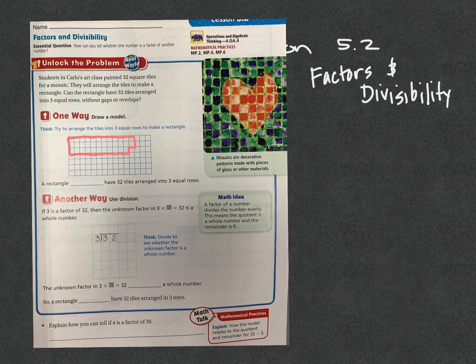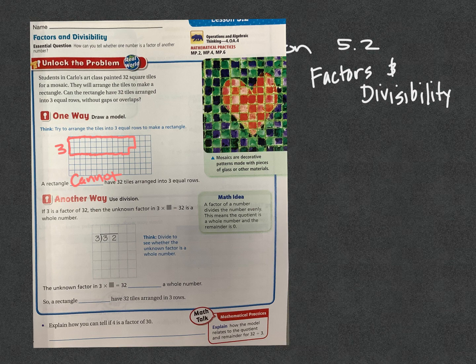I've just discovered that. The only way it's a factor is if the whole thing made a rectangle. So a rectangle cannot have 32 tiles arranged into 3 equal rows and still be a rectangle. We get all goofy there. So that is one way we can determine, 3 is not a factor of 32. Nothing times 3 is going to land exactly on 32.